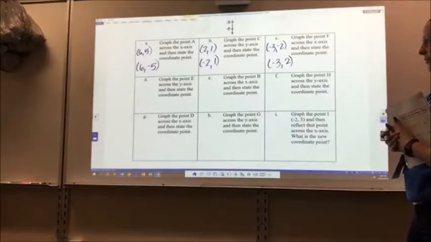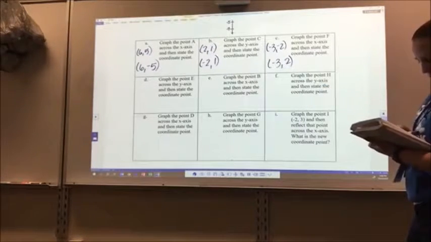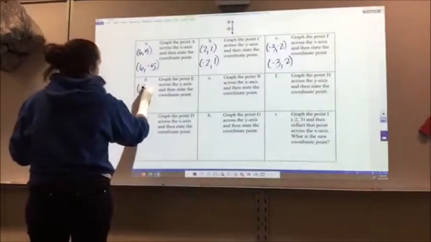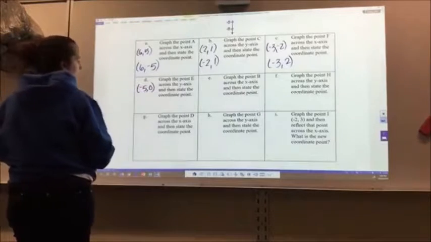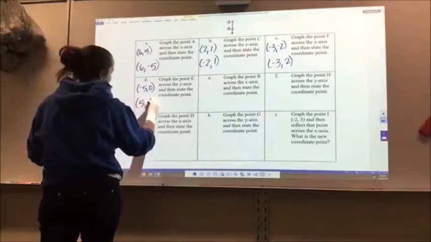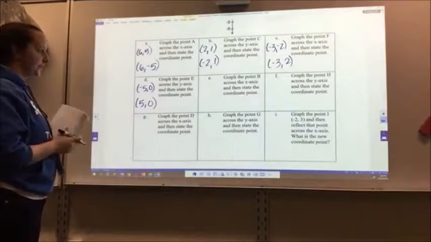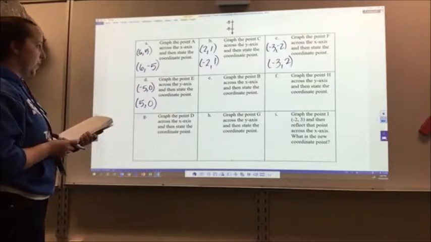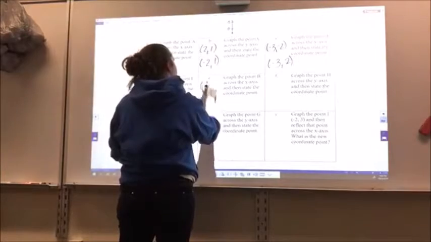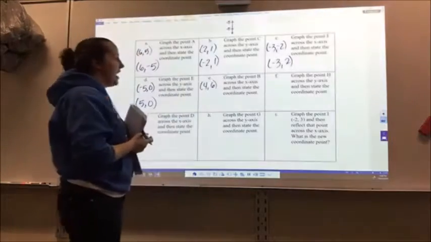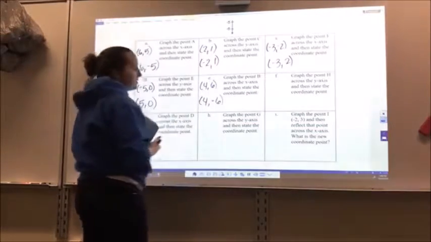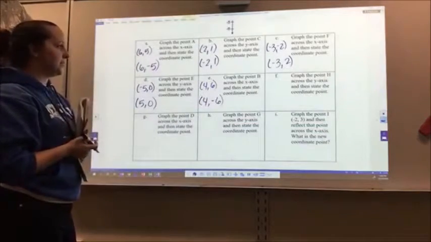For letter D, graph the point E. E is at negative 5, 0. Okay, and I'm going across the y-axis, so my y doesn't change, but my x does. So I get 5, 0. Letter E is graph the point B. B is 4, 6 originally, and I'm going across the x-axis, so my x doesn't change, but my y flips, becomes negative, so I get 4, negative 6.